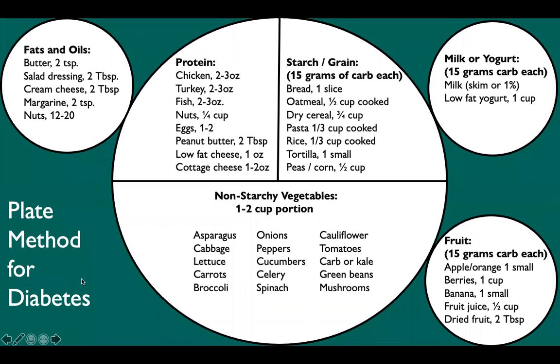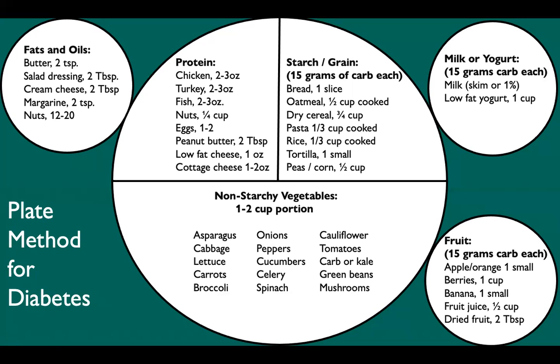So this is called the plate method for diabetes. This one is similar enough to My Plate, but is more tailored to those with diabetes. This includes sources of fat at each meal. So you can see what one serving of fat looks like. That would be like 2 teaspoons of butter, 2 tablespoons of salad dressing, 2 tablespoons of cream cheese, 2 teaspoons of margarine, and then around 12 to 20 nuts.